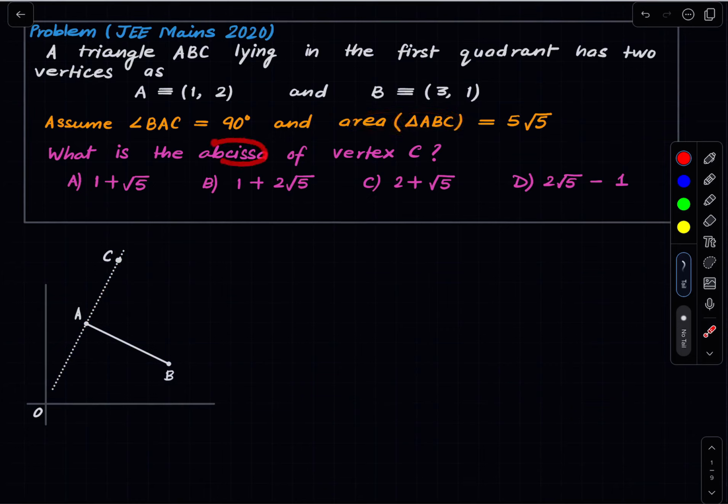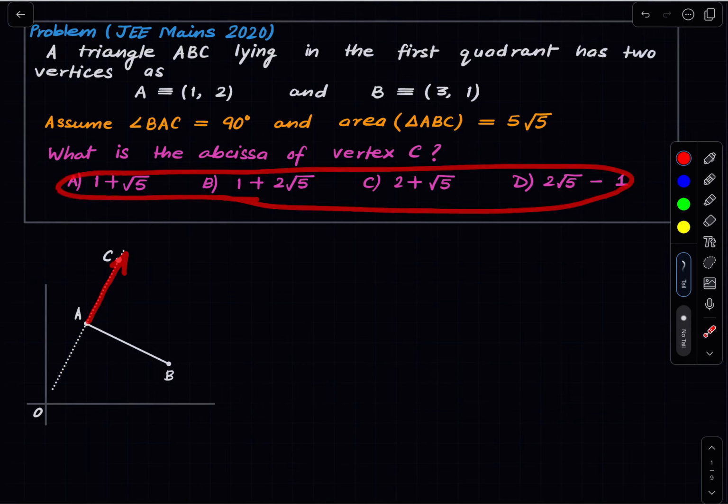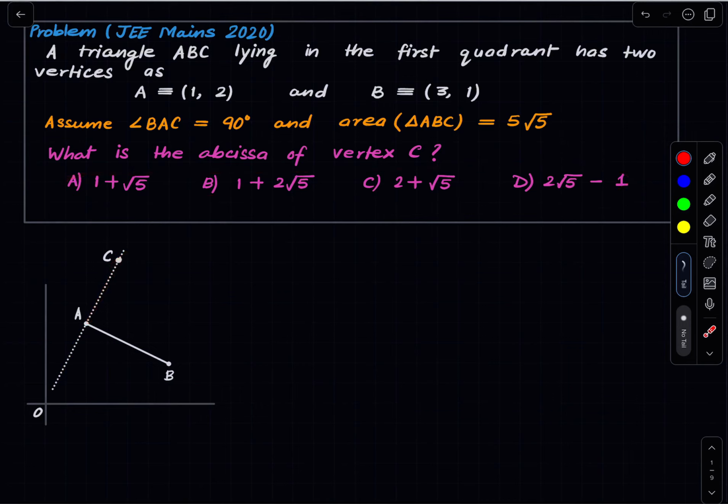What is the abscissa of vertex C? What is the x-coordinate? Abscissa is the same as the x-coordinate. So what is the x-coordinate of vertex C? Well, there are two possibilities potentially. If you go this way, you get something, or you go that way, you get something. But let's just find out this one. And since this has only one correct answer, I think, we don't need to bother about the other one, because I think the other one will automatically lie outside the first quadrant.